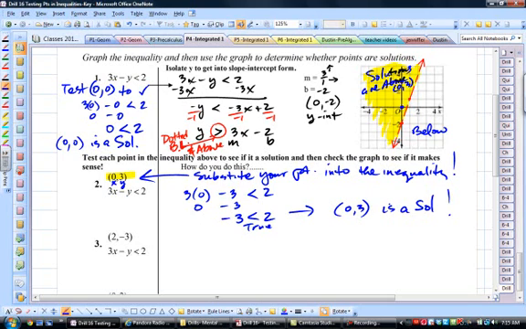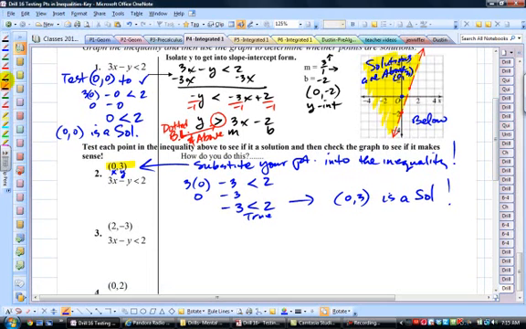So we can use the graph to check. That's what I was saying right here: test each point in the inequality above to see if it's a solution, and then check your graph to see if it makes sense. Well, 0, 3 is in the yellow area, so it's got to be a solution.